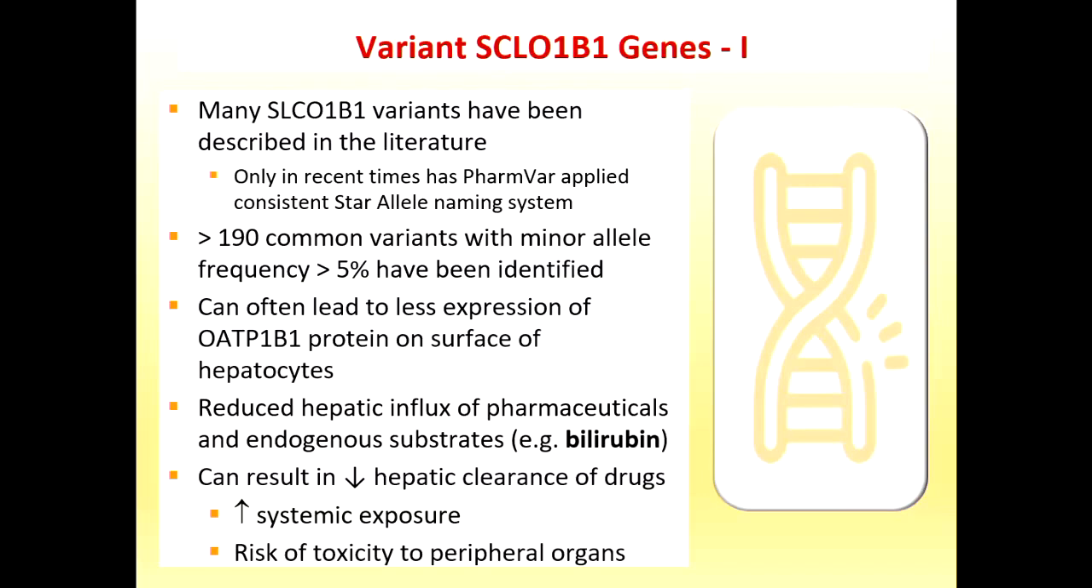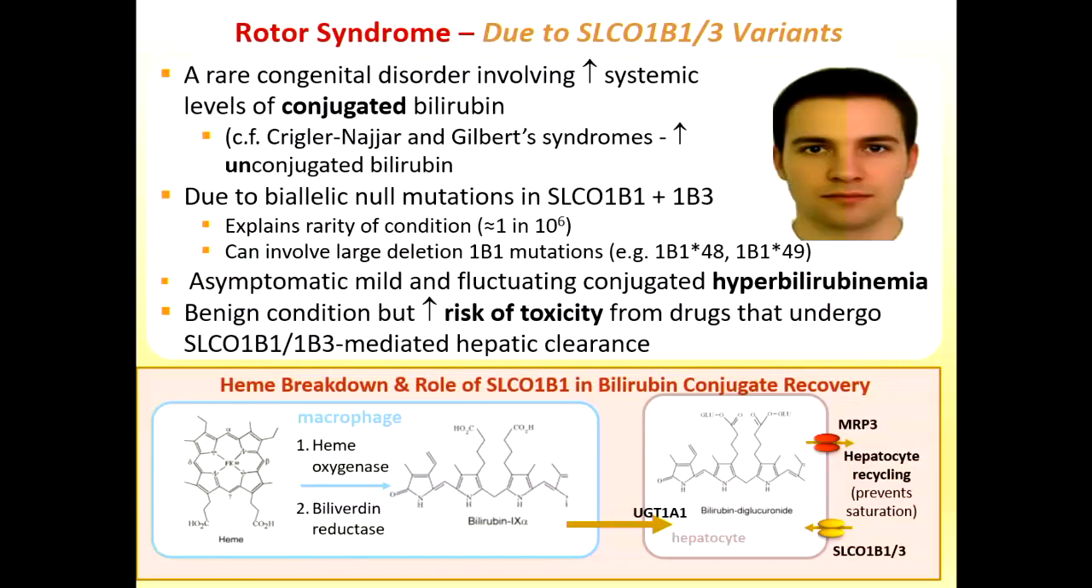So there's a greater risk of peripheral organ toxicity. And the classic example we're going to focus on today is statin myopathy that occurs more frequently in people with variant forms of this gene.